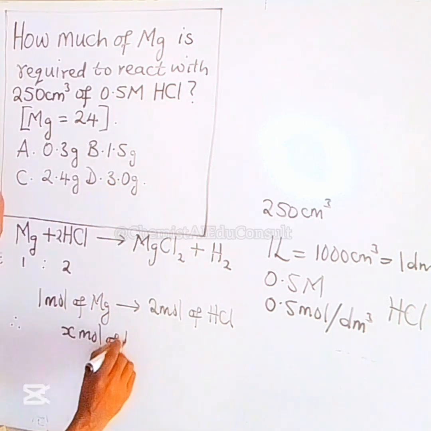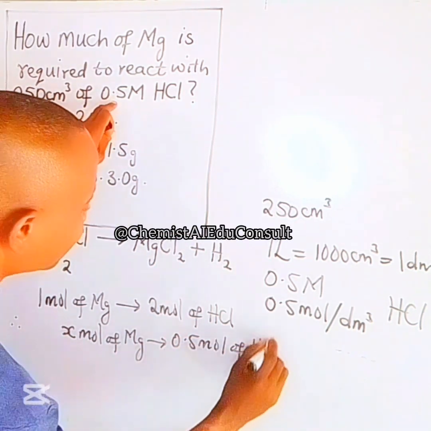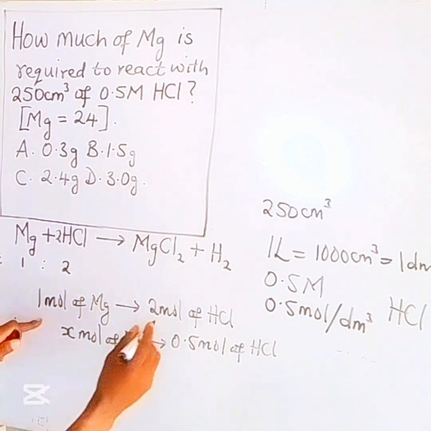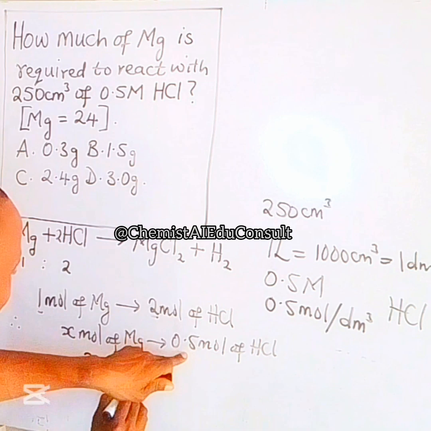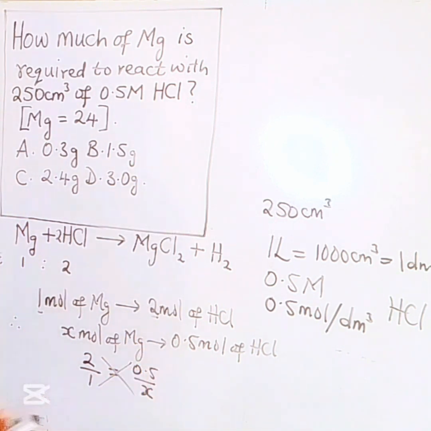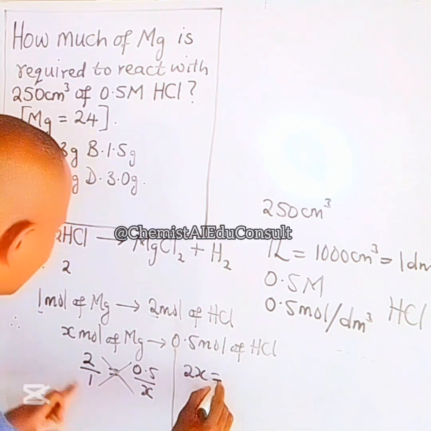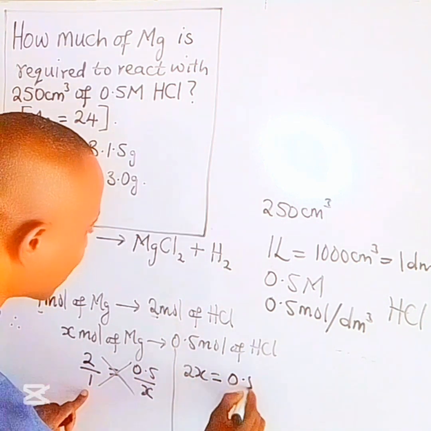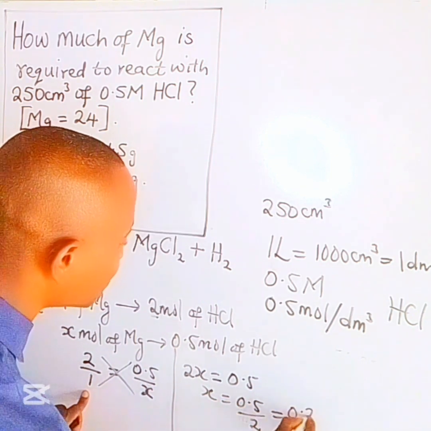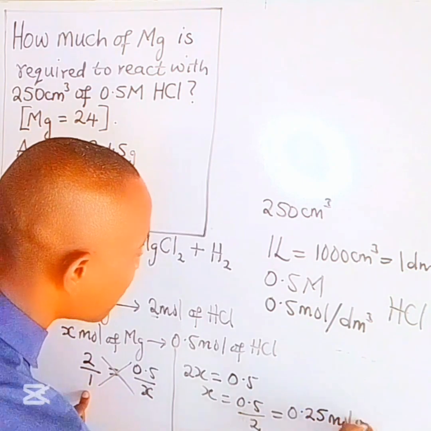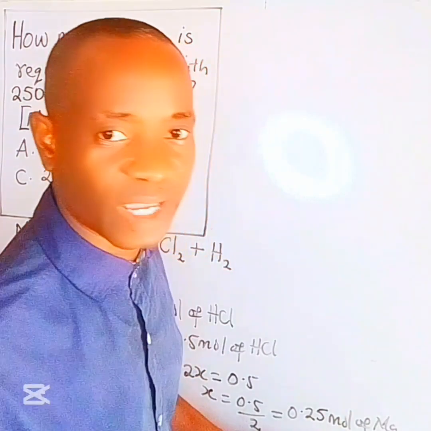Let's say it is X mole of magnesium would react with 0.5 mole of HCl. We can make a fraction out of this by saying 2 divided by 1. 2 divided by 1 equals 0.5 divided by X, so that we can clear the fraction. 2 times X will give us 2X, which is 0.5 times 1, 0.5. X will give us 0.5 divided by 2, and that is 0.25 mole of magnesium.